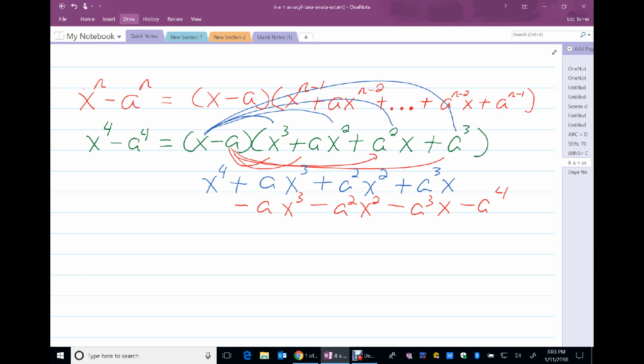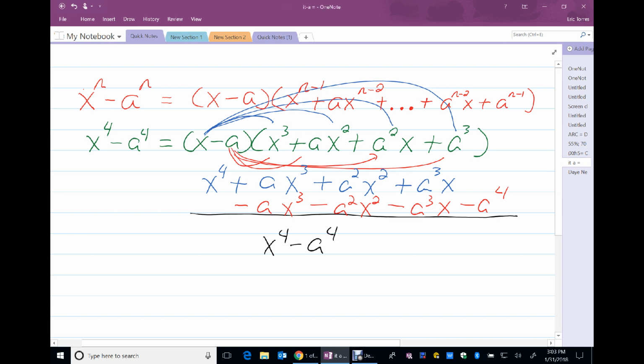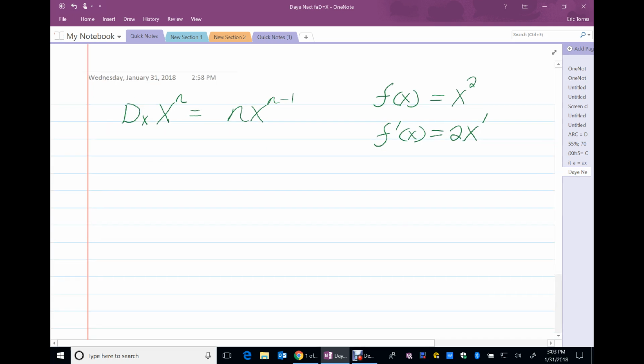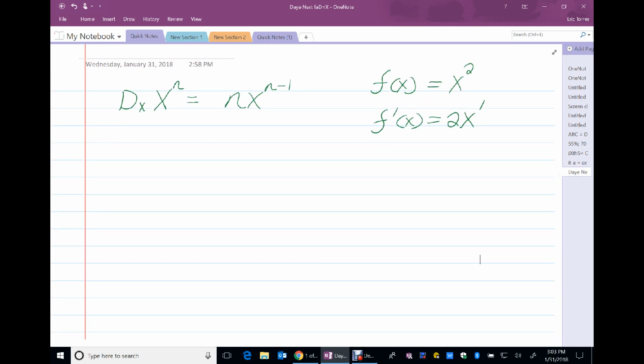Notice when I add these together, or combine all like terms, I just lined up my like terms, I end up with x to the fourth minus a to the fourth. So again, I'm just showing you that this property works, and I can factor anything that has integer exponents into this. Okay, so let's talk about how this is going to help me establish my proof as long as the exponent is an integer.